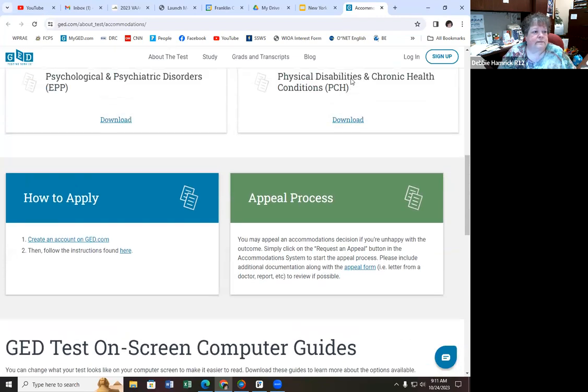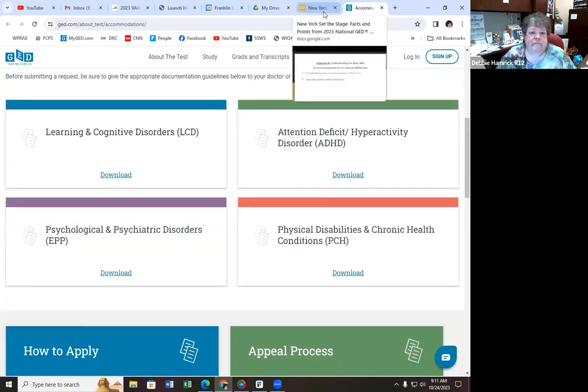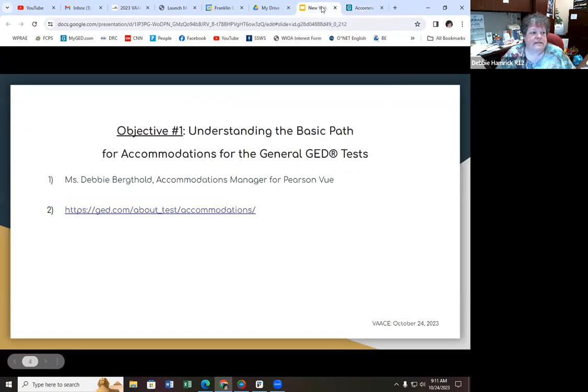Let me see here. So that's where you can go. Again, if you go up to the website, myged.com, and go into search and put accommodations, that's how you will get to this, or you can use the link I've provided in the slide.